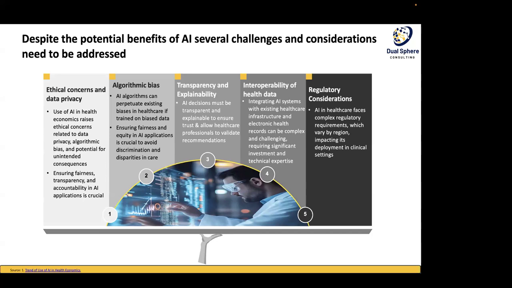Transparency and explainability. If any error occurs, you cannot tell the client AI did it or punish the agent. Nothing of such sort exists. Interoperability of healthcare data: a lot of unstructured data exists, and collating them becomes difficult. Regulatory considerations: many of the HTA bodies and other regulatory bodies still do not approve AI to be used in various segments.